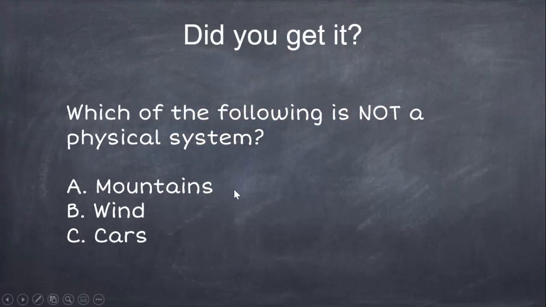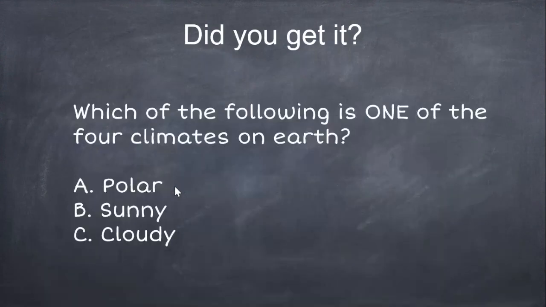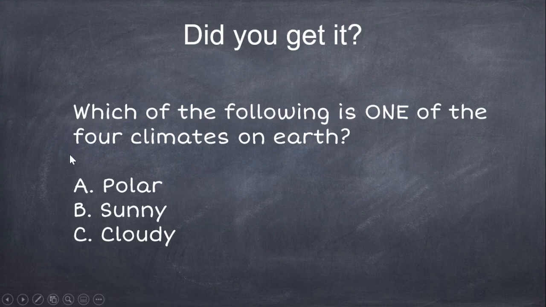Which of the following is not a physical system? Mountains, winds, or cars? Your answer there is cars, because wind is a thing that occurs out in nature, a physical system of Mother Nature. Which of the following is one of the four climates on Earth? Polar, sunny, or cloudy? That is polar, guys, because sunny or cloudy is not a climate. That is just a type of weather.